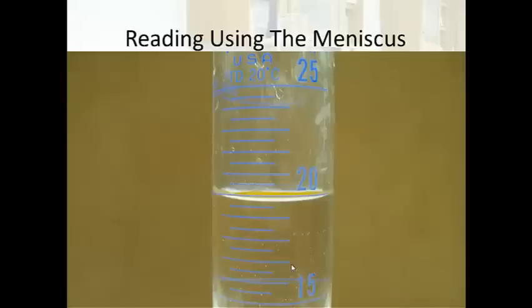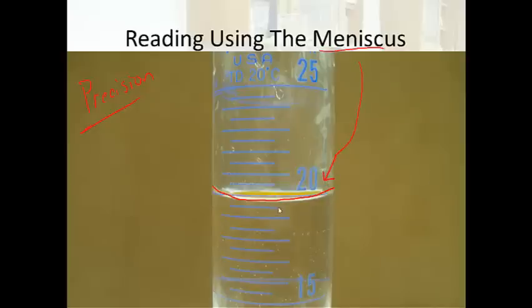We want to read with what's called precision. If you look at the way that liquid fills inside of these graduated cylinders, you'll notice that it takes on this curved shape like that. And this is what's called a meniscus. Okay, that's the meniscus right there, that curved shape that happens.